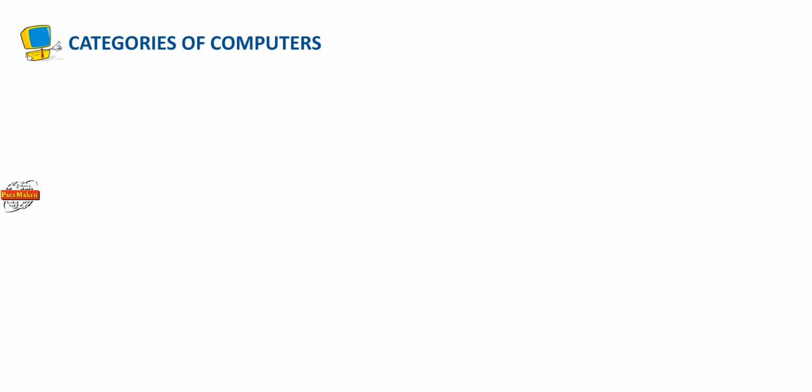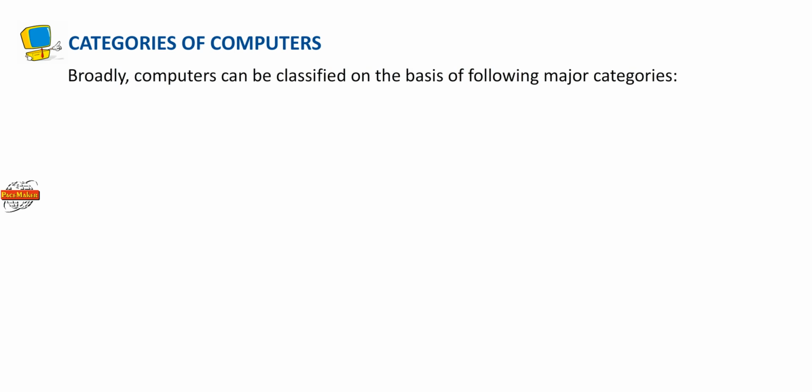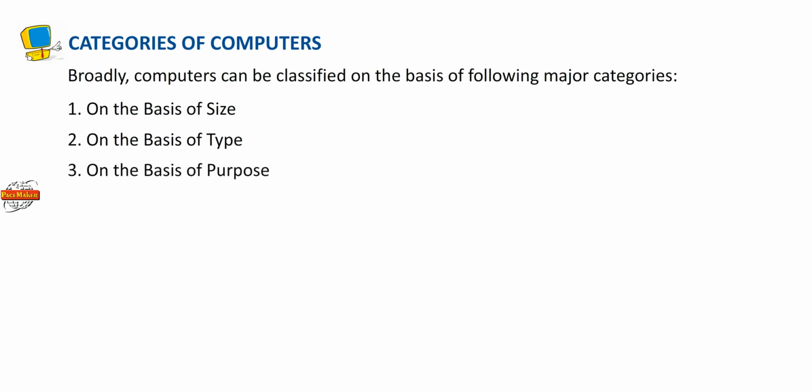Categories of computers. Broadly, computers can be classified on the basis of the following major categories. First, on the basis of size. Second, on the basis of type. Third, on the basis of purpose. Fourth, on the basis of generations.